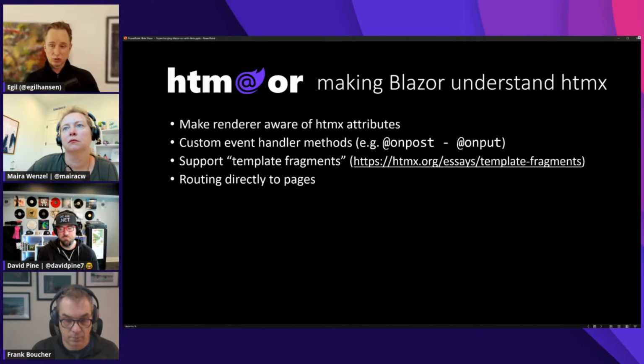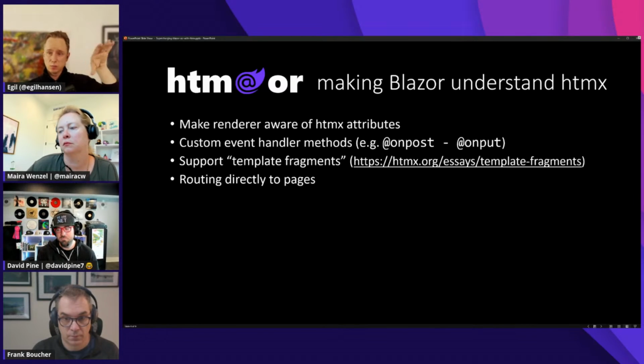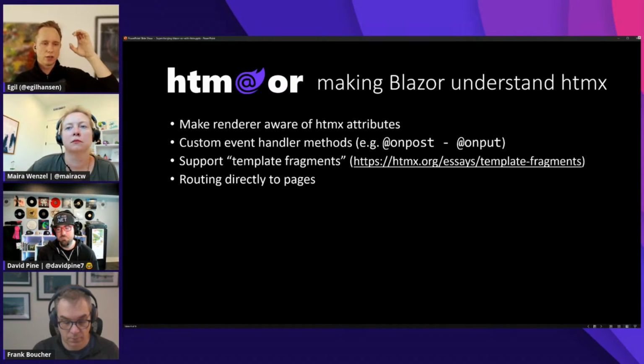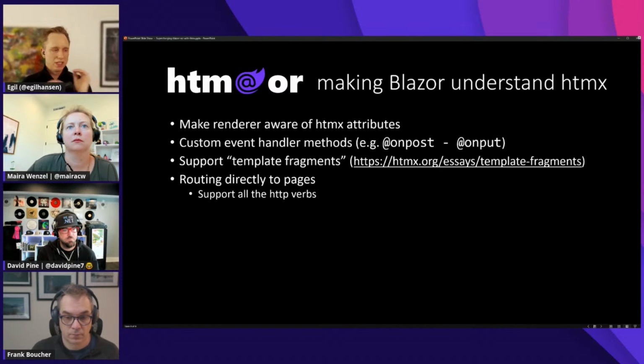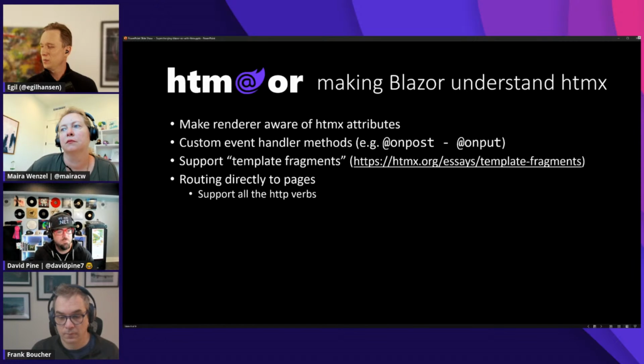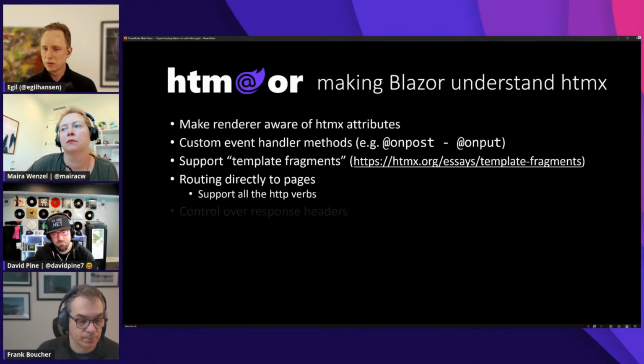I want to be able to declare that this page should be directly routable, so I don't have to create custom API endpoints in my Blazor application. It should just work like any other Blazor application. It should be seamless, without any obvious seams, and we should be able to support more than just get and post, which Blazor supports out of the box. Put, post, patch, and delete, I believe.